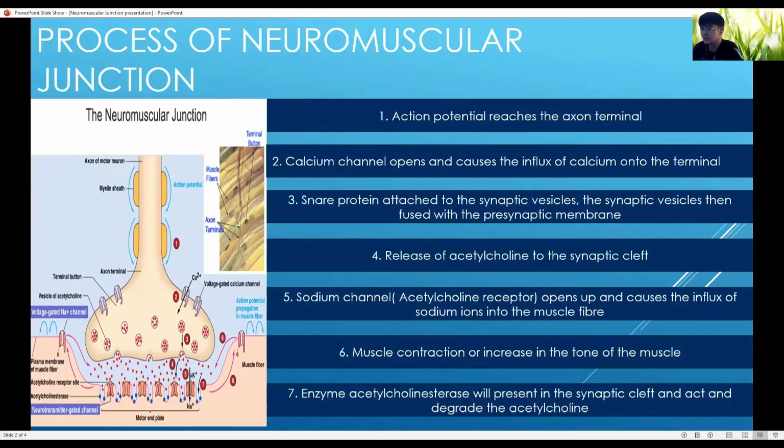And lastly, there will be an excess of acetylcholine. In the synaptic cleft, the enzyme acetylcholinesterase is also present, and it will act and degrade the excess acetylcholine. So this is briefly the process of our neuromuscular junction.